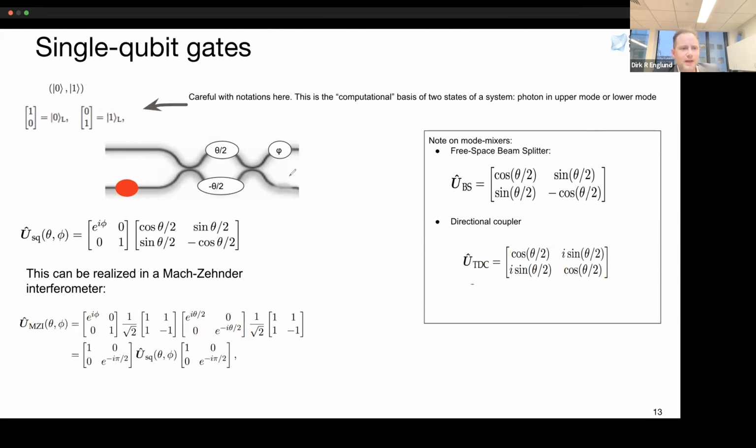All right, so now we're getting into photonics here finally. Okay, so now let's talk about single qubit gates of optical fields.